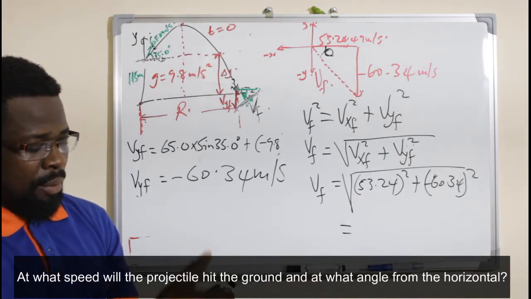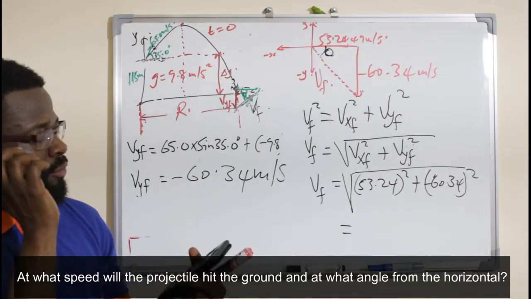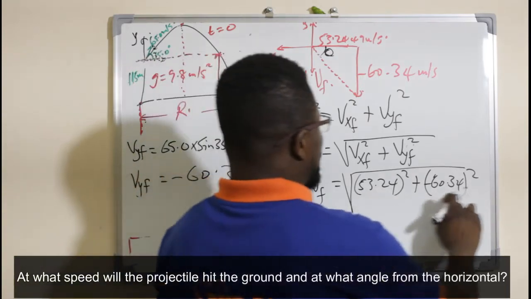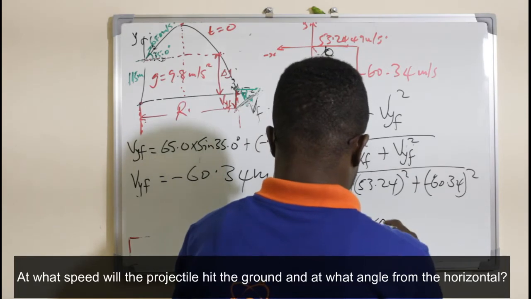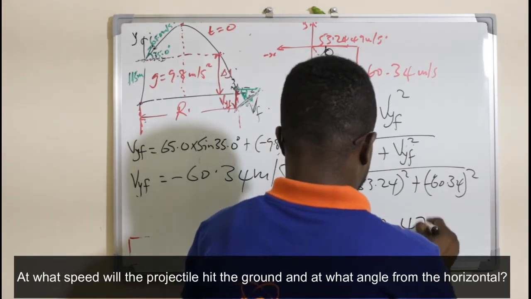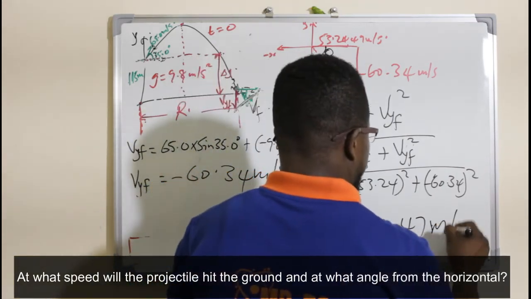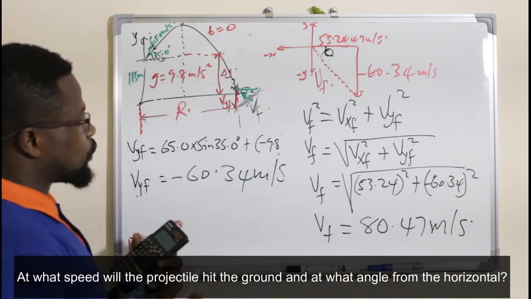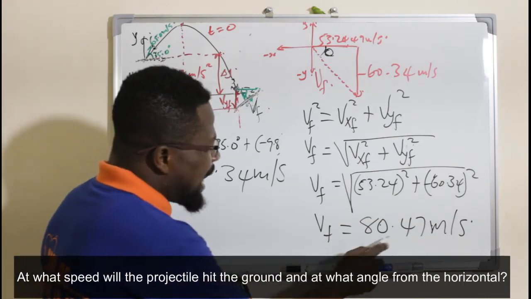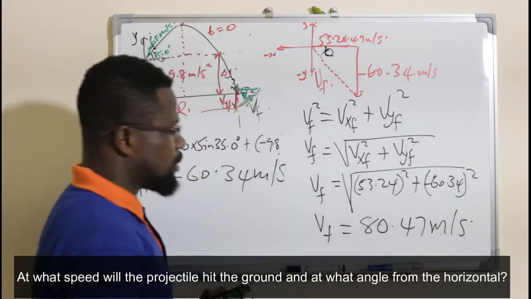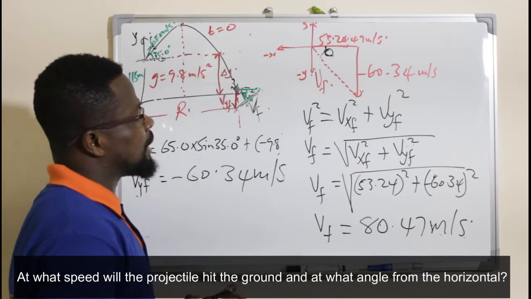And then let's see, what are we getting? We're getting 80.46. So once you do this, we are getting the value to be 80.47. And this is velocity. So I'm going to leave it as meters per second. I leave the answer in two decimal places. I've gotten the final velocity. It means that it's going to take 80.47 meters per second to reach the ground. That is the speed with which the projectile is going to move.